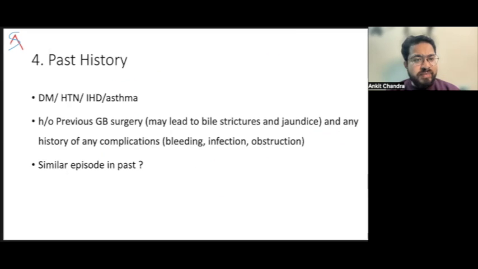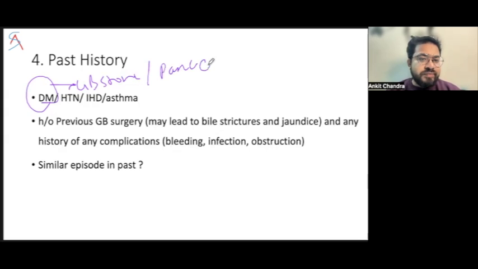So we have to ask about the past history, whether it's diabetes, hypertension, coronary artery disease or ischemic heart disease, asthma, history of previous gallbladder surgery. Why do we ask about diabetes? Because diabetes predisposes a person to gallbladder stones and pancreatic carcinoma. And you have to ask about the previous gallbladder history, whether it is already removed.